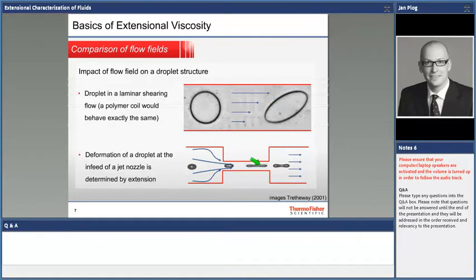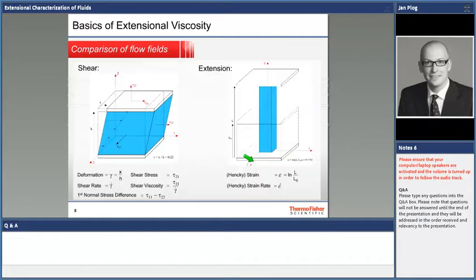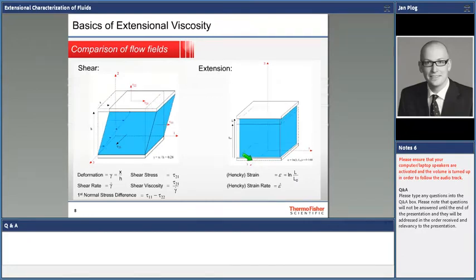And this response of your structure, of your fluid, towards a very harsh uniaxial deformation is what we need to quantify in order to understand flow anomalies that happen in industrial processes or applications. And this is what we do with the CaBER, but more on that later.